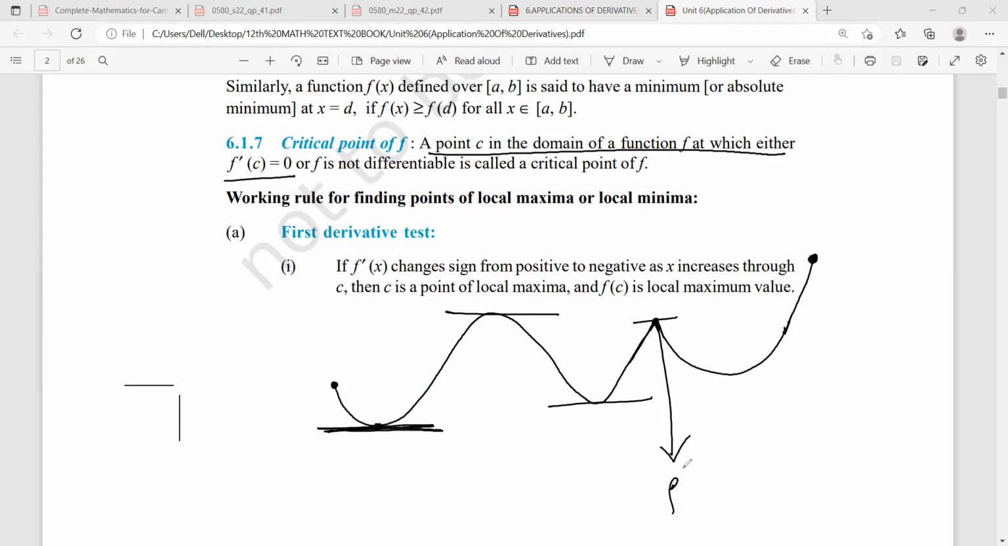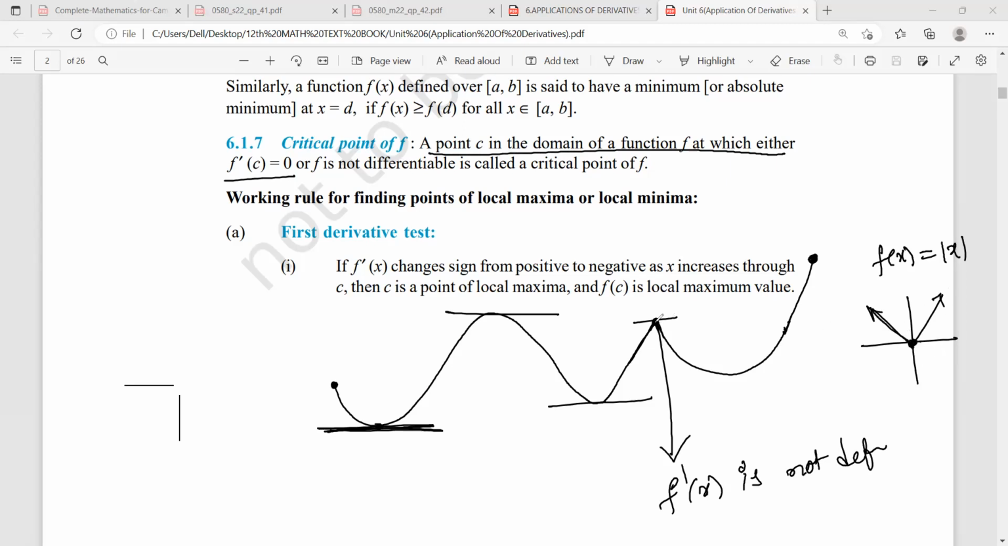Understand here, f dash of x is not defined. So what is that very important thing? f of x equal to mod x. You remember mod x, right? So f dash of x, this is a critical point, but here f dash of x is not defined.